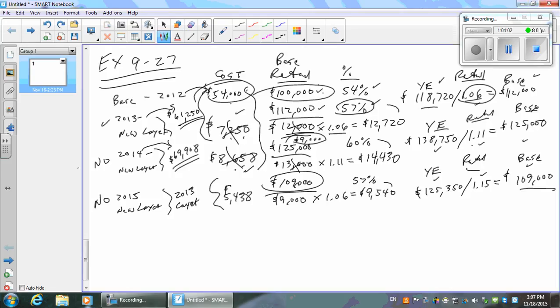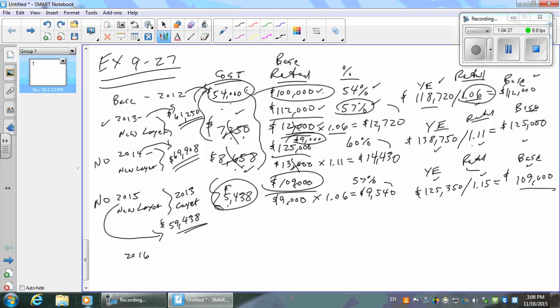5438. So what's my total inventory then at the end of 2015? 54,000 plus 5438. How much is that? 59,438. Those two layers, and that's my 2015 year-end inventory on my financial statements. Wow. Okay. Do we agree with the author still? Yes. Okay. Let's do one more, the last one.